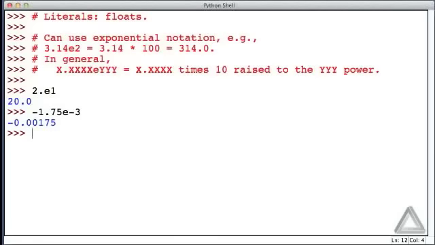How about this? If we have 3E0. Now, I said before, if a number has a decimal point in it, it is automatically a float. But if we use exponential notation, whether that decimal point is present or not, it's also a float. So this is a float. And hitting return, we just get 3.0.